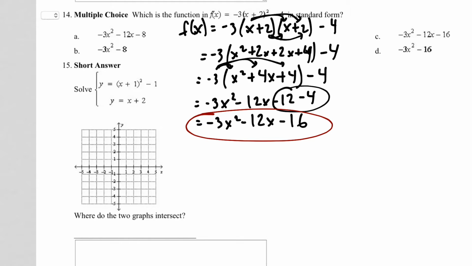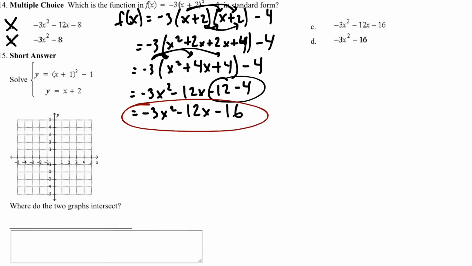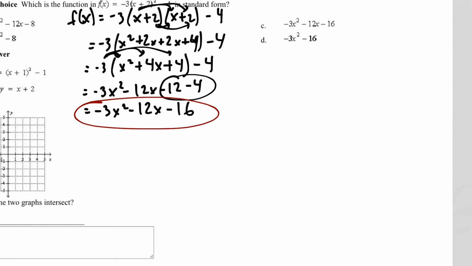And A does not work, B does not work. Let's go over here. Looks like C works. There it is. My answer is C. And D, of course, does not work. C is the correct answer in this case.